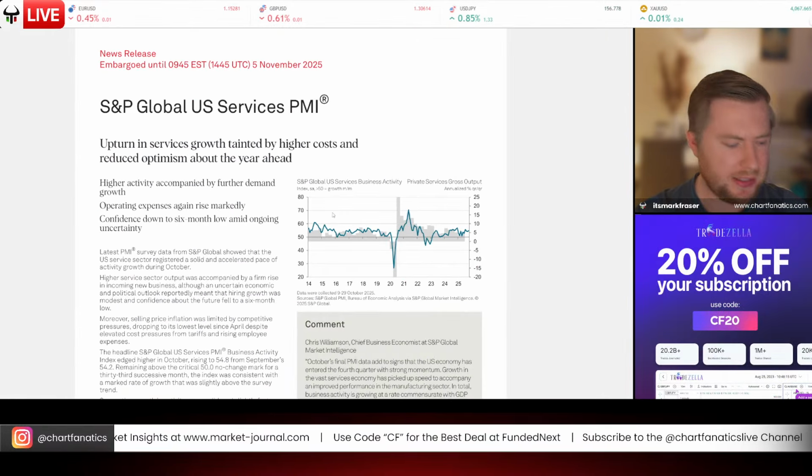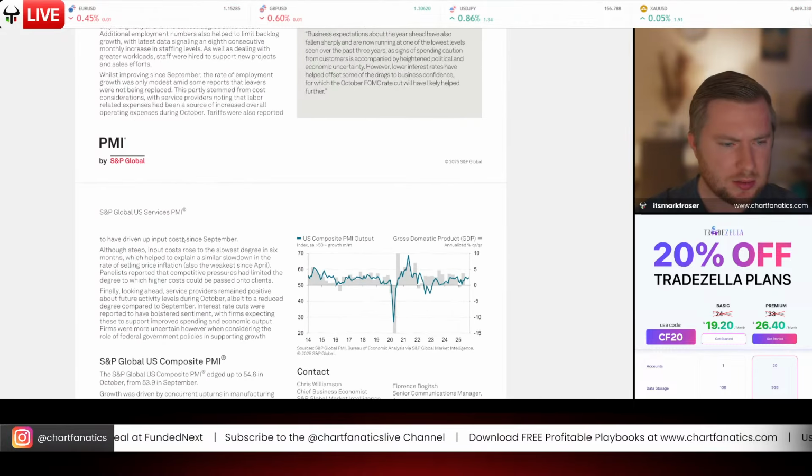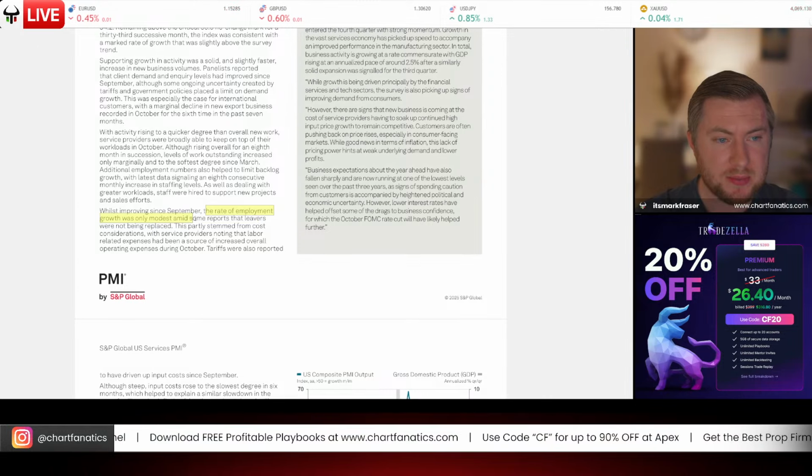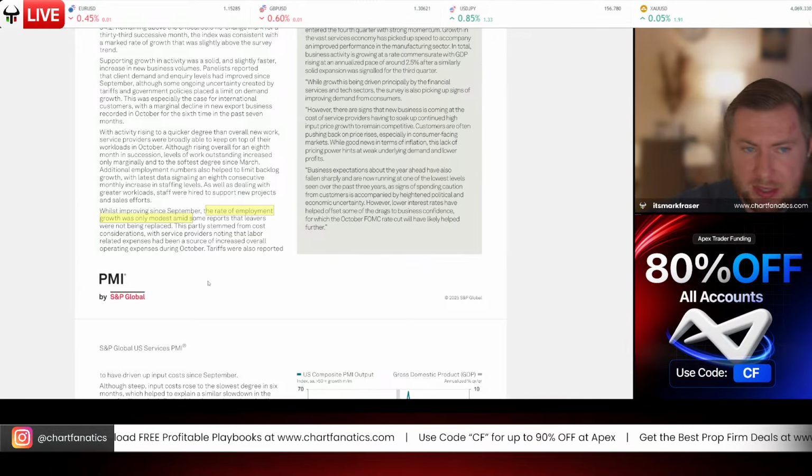down, where is it? It should be here somewhere. Where is it? Activity, input costs. Input cost has risen. You have employment. So the rate of employment growth has only been modest. So you can see that within PMI data, you don't have to look at a lot, to be honest with you.